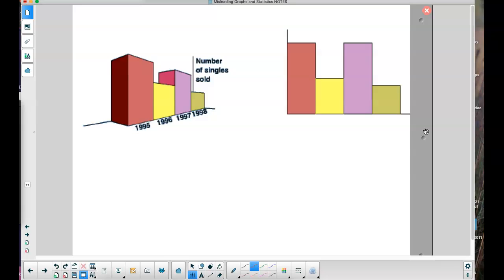What else is missing? Yeah. It does distort it because of how it's drawn, but it doesn't have any labels on the one axis, right? It has the 95, 96, 97, 98, but it has nothing labeled on the y-axis, up and down. Okay.